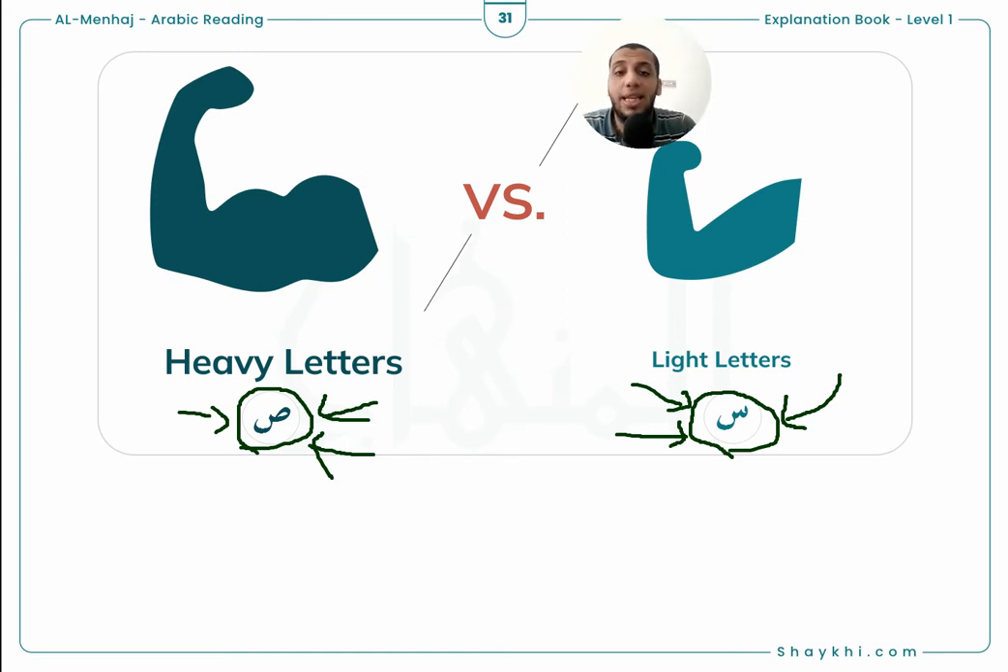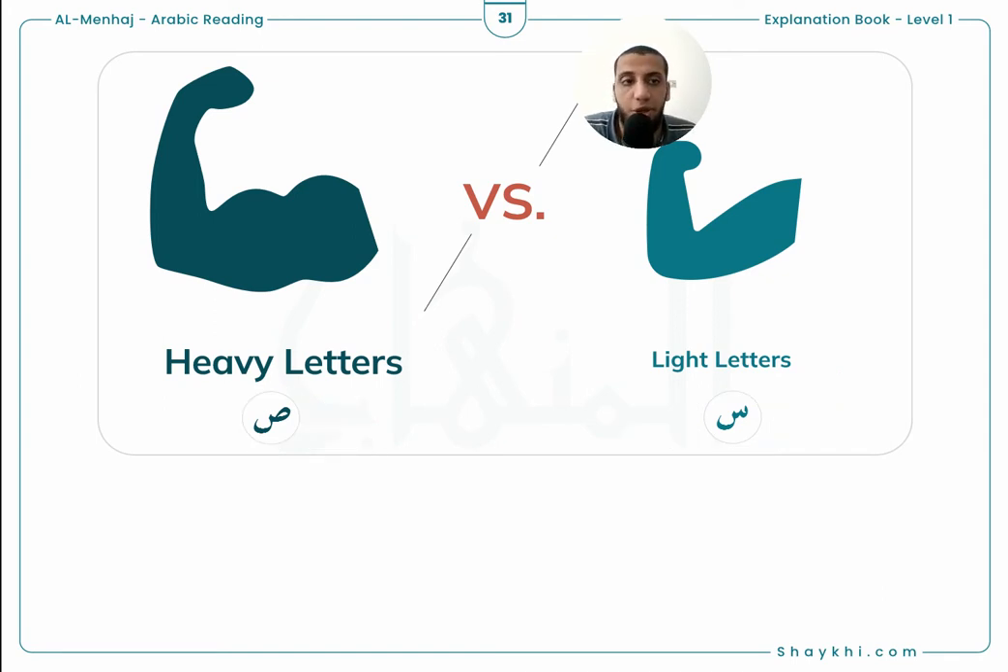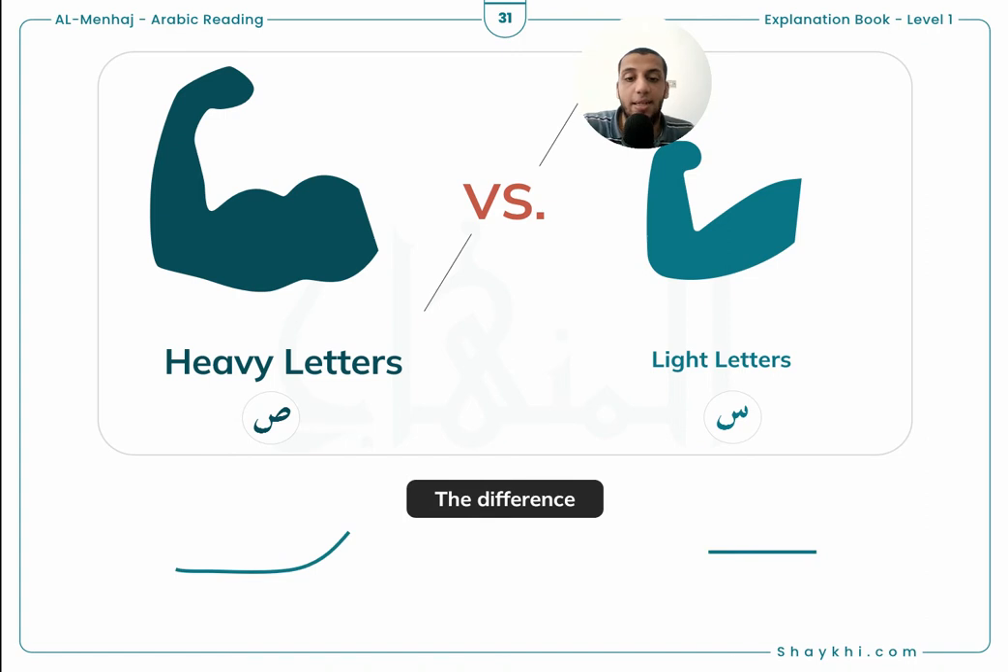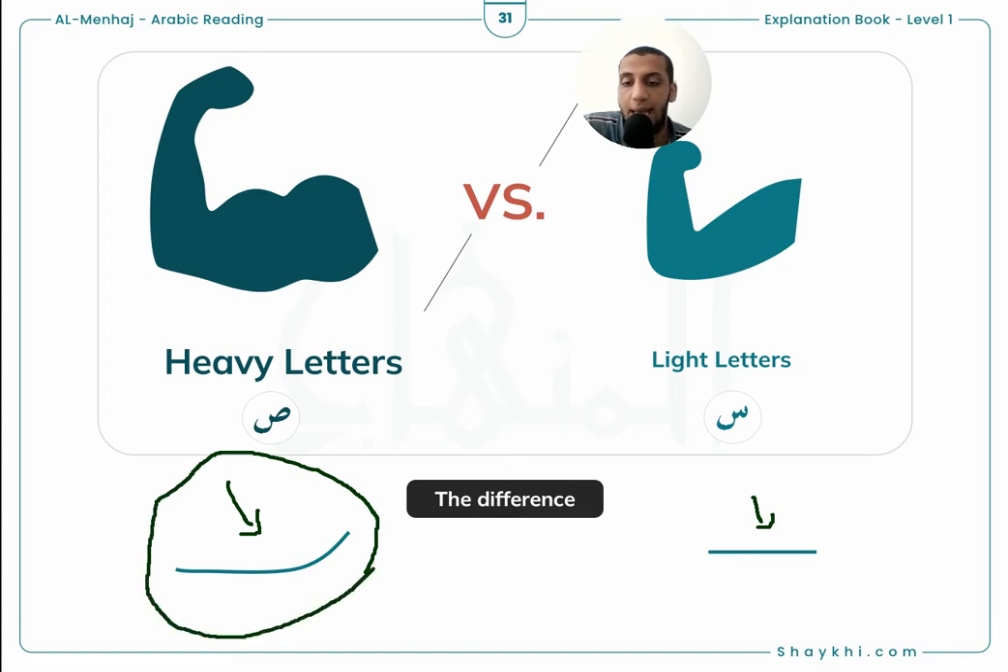So what does that mean? What do heavy letter and light letter mean, and what is the difference between them? Let's discover the difference together. This curve and this line can explain for us the difference between the heavy letter and the light one. You see, this is the shape of the tongue, and this is also the shape of the tongue. If we want to draw a face like this, here is the mouth, and here is the tongue. This part is the back of the tongue, and also this part is the back of the tongue.